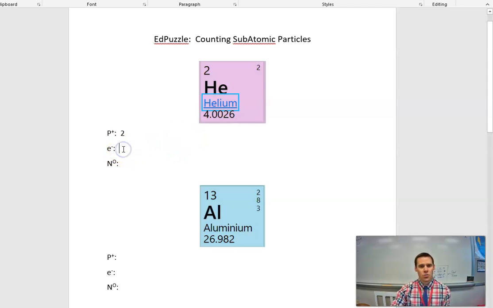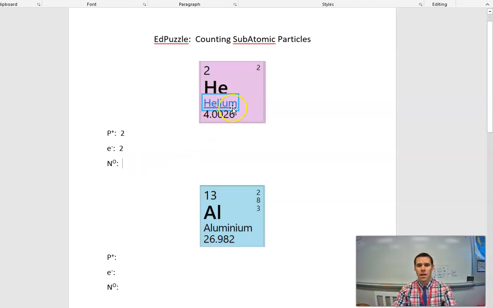And if you recall, this is a neutral atom, so however many positive charges we have, which are protons, we need just as many electrons in a neutral atom, so that they cancel each other out. Anytime you see the atomic number and you're assuming a neutral atom, the protons and electrons are going to equal one another, so we have 2 electrons.